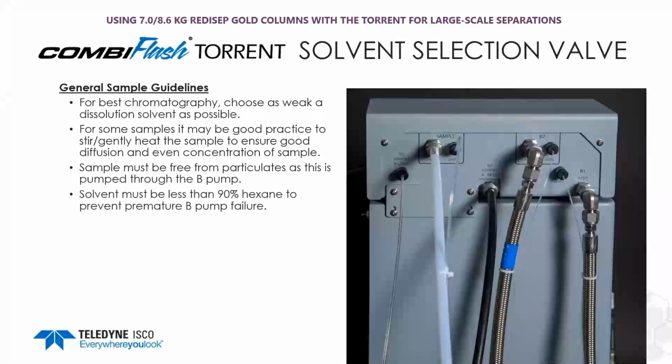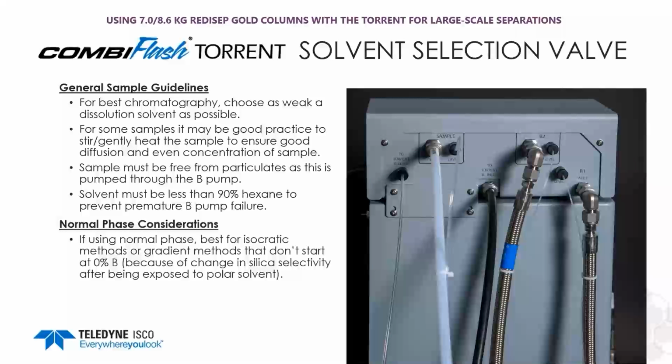The sample must be free from particulates, as this is pumped through the B pump on the system. So any particulates could damage the pump. So you want to make sure that it's well filtered and there's no particulates in the system. The solvent needs to contain less than 90% hexane in order to prevent any premature B pump failure. Also, that's another consideration as well.